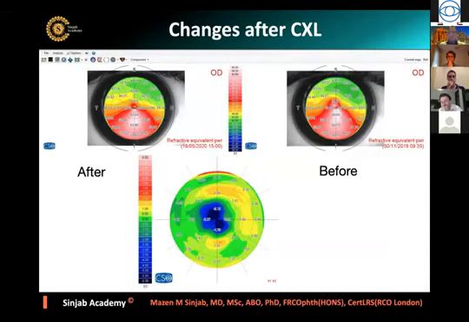And the other map that is perfect to show the effect of cross-linking is the refractive equivalent power. This is before and this is after, and you can see at the bottom, the difference map shows a very significant change, almost minus 5 diopters of refractive equivalent power, the flattening effect of cross-linking.